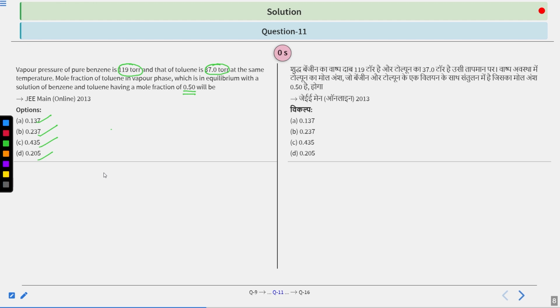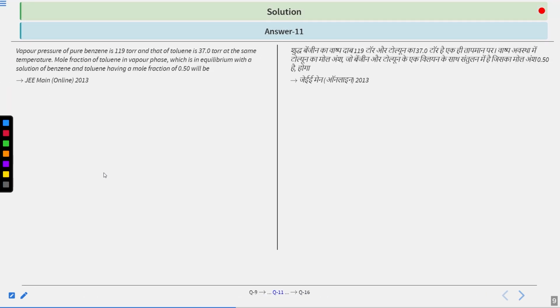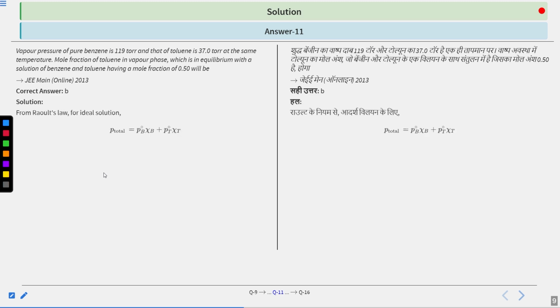So time is up. Let us see the solution. For those who have solved, the correct answer is B. So we know that for an ideal solution, it follows Raoult's law and Dalton's law of partial pressure. So P total can be written as P_B, that means benzene, plus P toluene.